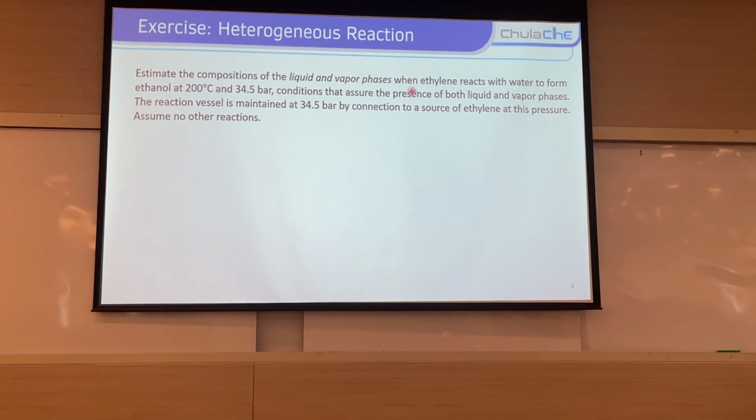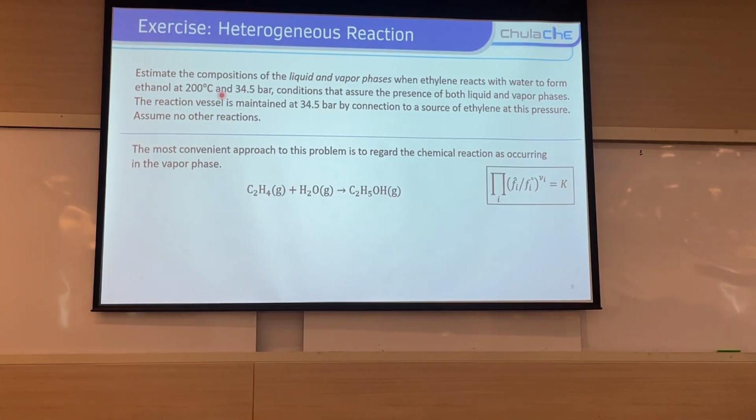But this one is the liquid and vapor phase. So this time we have more than one phase that we have to deal with in the reaction. So yeah, they assume that no other reaction, just one reaction here, and make sure that they have both liquid and vapor phases when the reaction occurs at 200 degrees Celsius, 34.5 bar.